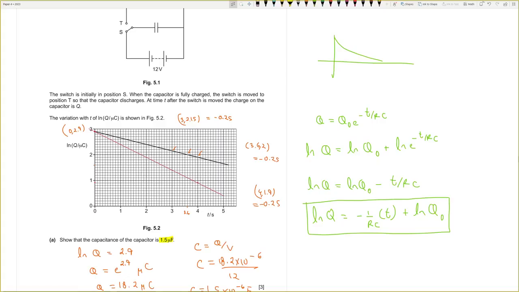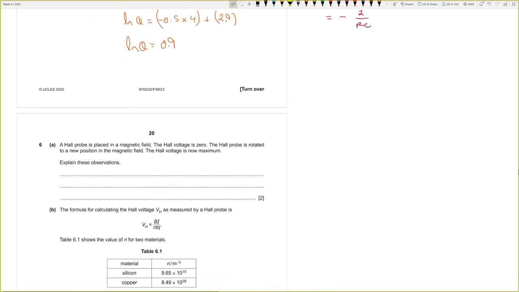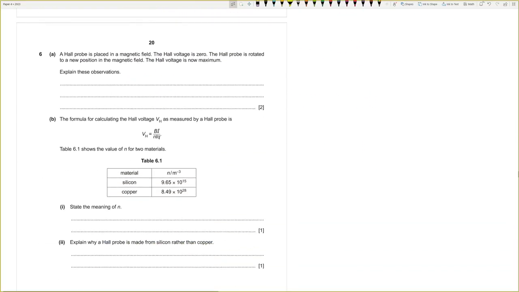So first time I'm seeing a linear equation for discharging a capacitor. Usually you get this sum, but this time they gave you this variation. Okay, moving on. We have 5 questions left now.